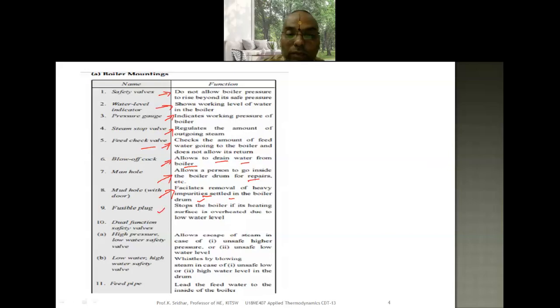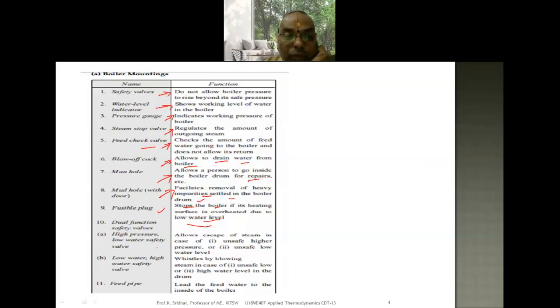The fusible plug will stop the boiler if its heating surface is overheated due to a lower water level. If the water level is low, the surfaces, the boiler plates, will automatically overheat. Due to the overheating, crack formation and failure problems can take place. So the fusible plug takes care of it: if the water level is low, the overheating of the boiler drum is regulated by using the fusible plug.